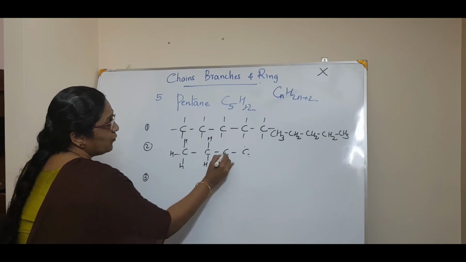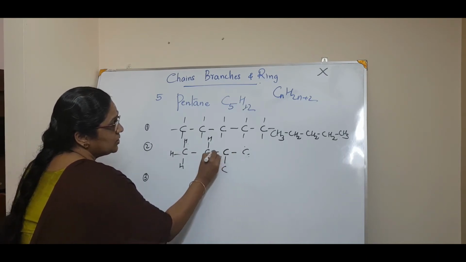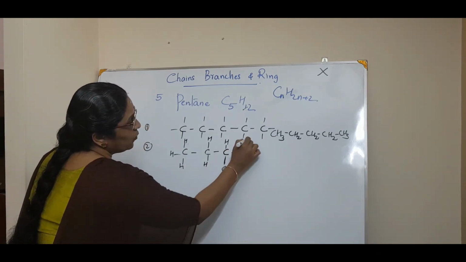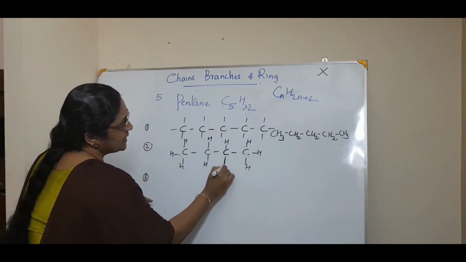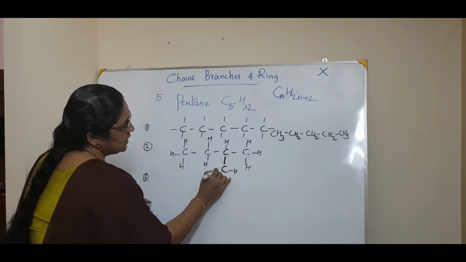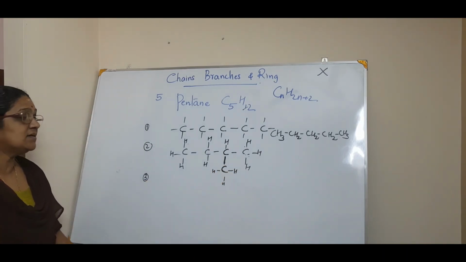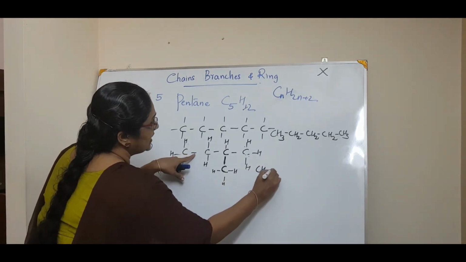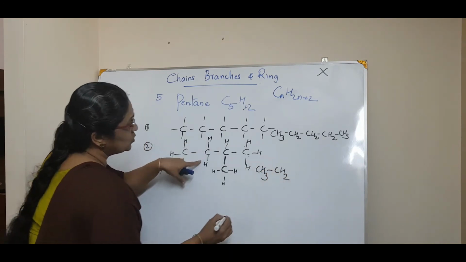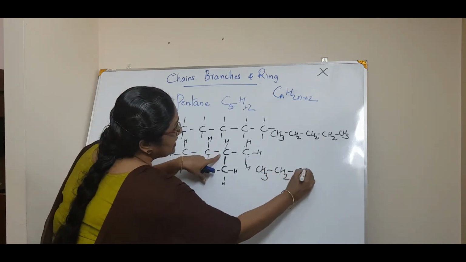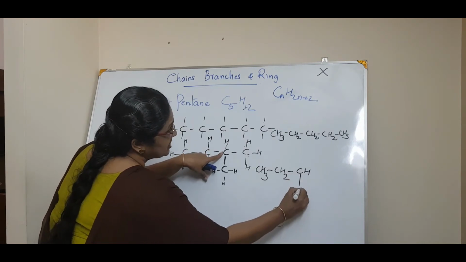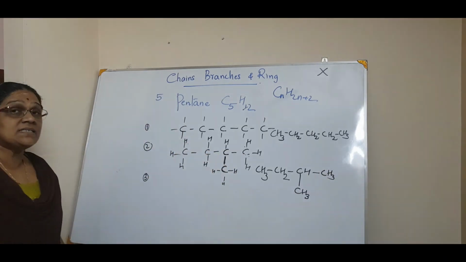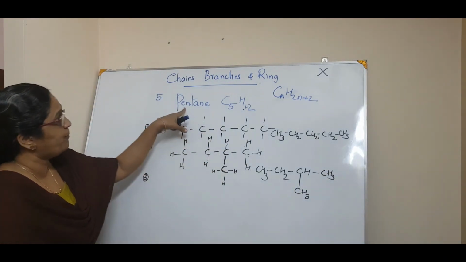Now for here, this carbon atom 1, 2 and 3. This carbon atom 1, 2, 3 and 4, correct? And for this carbon atom 1, 2, 3, 4. This is the second structure. So you can write as CH3, CH2, then again CH, branching CH3, then straight CH3. So this is the second structural isomer of pentane.